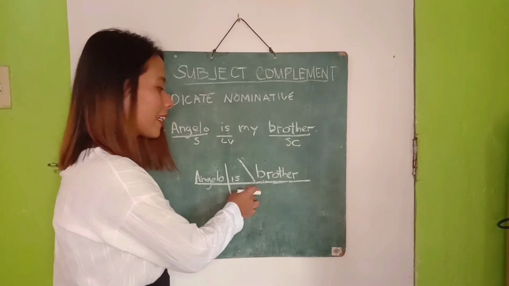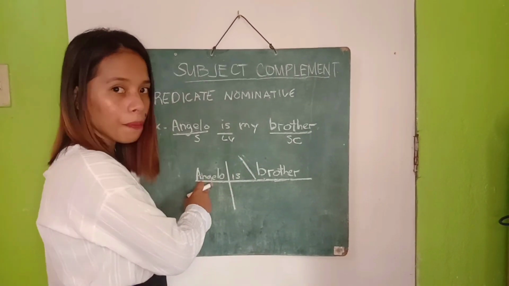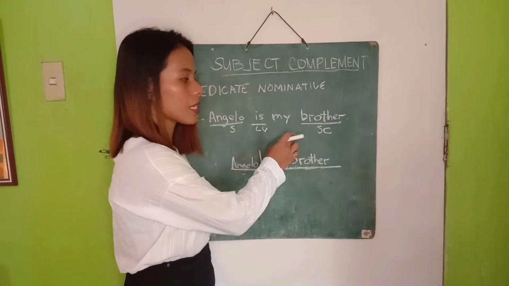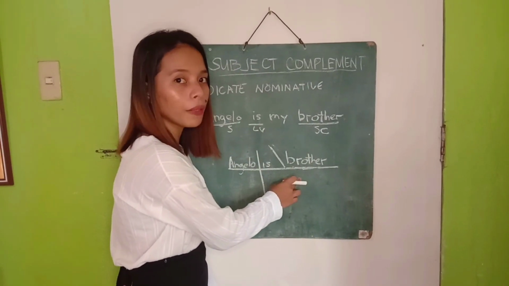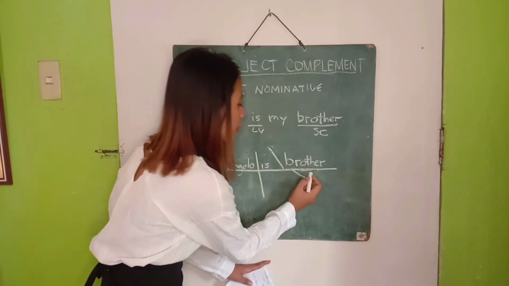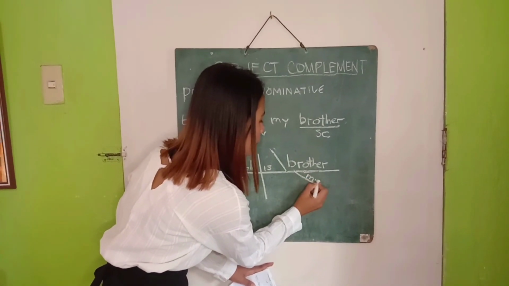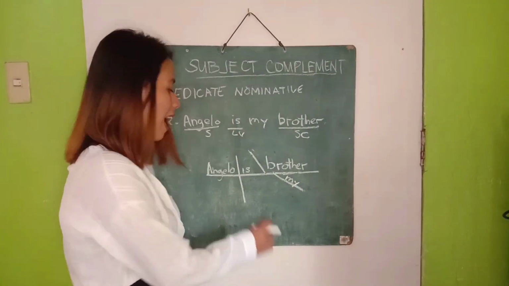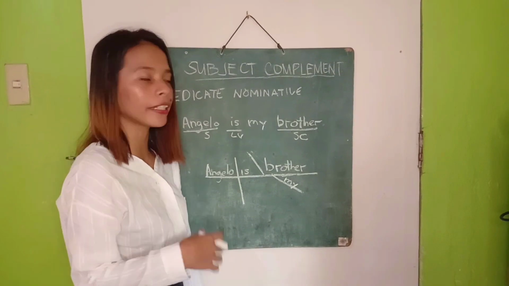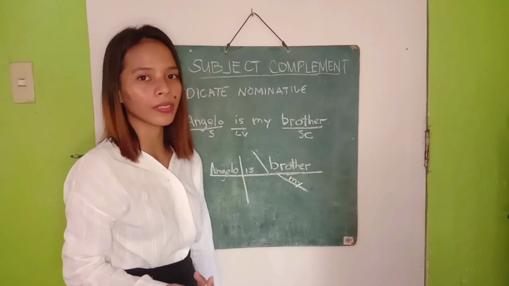This slanted line points back towards the subject. You can see there is a modifier in the sentence, which is my. Below the subject complement, draw a slanted line and write the modifier. Angelo is my brother, and that's how we diagram a predicate nominative.